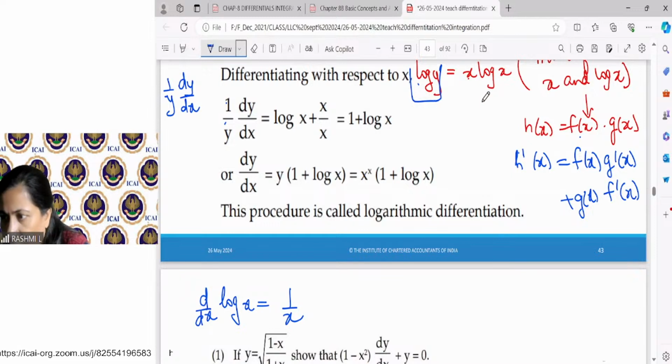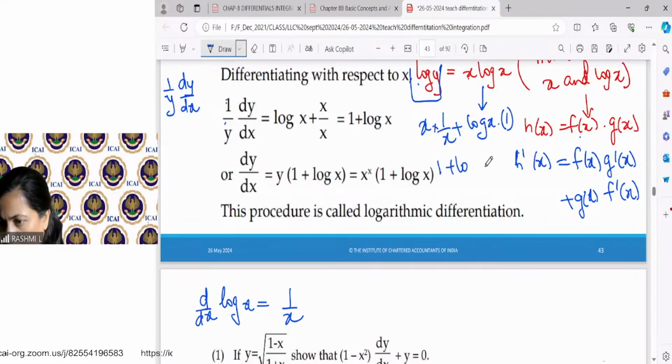And what will the derivative of this be? X, first function into derivative of second, that is 1 upon x, plus second function log x into derivative of first function is 1. So this is 1 plus log x. Okay, so this is the derivative here. But what do I have on the right hand side? I have 1 upon y dy by dx is equal to 1 plus log x.